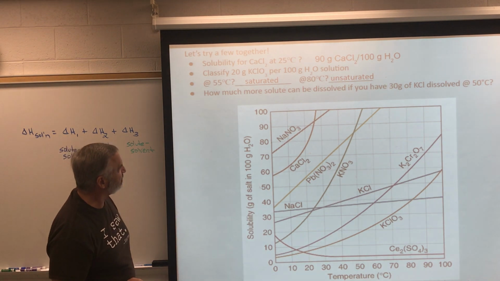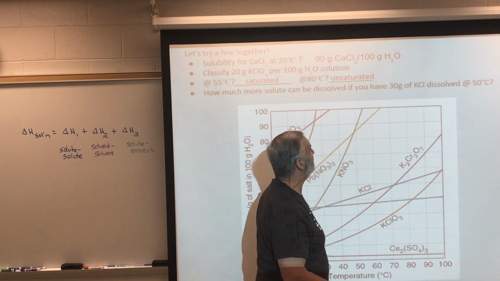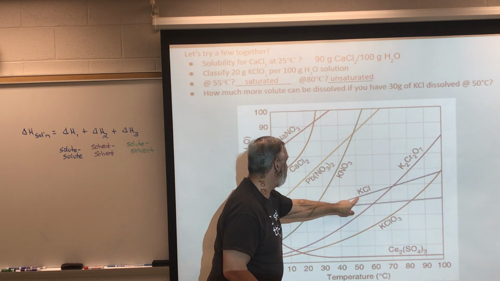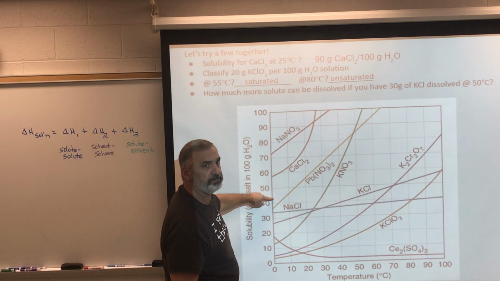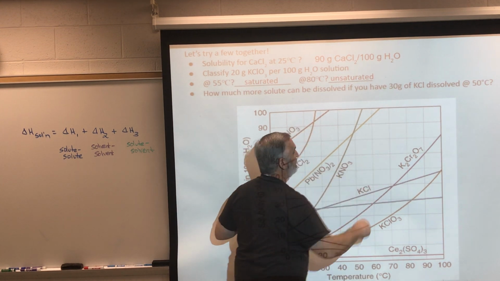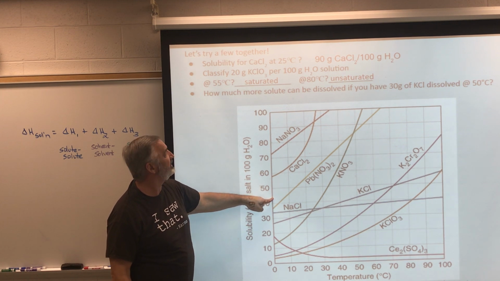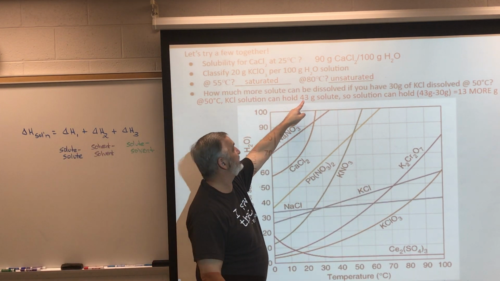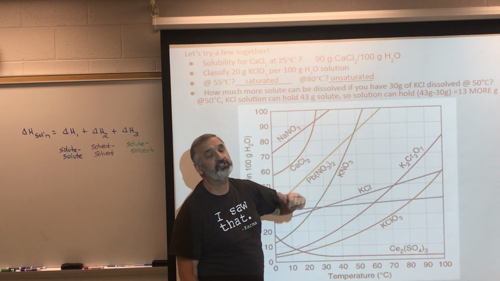We're making progress. Now, if we look at this last one, how much more solute can be dissolved if you have 30 grams of KCl dissolved at 50 degrees? So we go to 50 degrees, we go to KCl. Well, the maximum you can dissolve of KCl at 50 is somewhere right around 42, 43. If we have 30 grams dissolved already, the maximum is 42. That means you can have about 12 to 13 grams more. Now, you could have very much said 42, and again, the last digit is uncertain. So if you said 42 and it had 12, your answer is 100% correct.